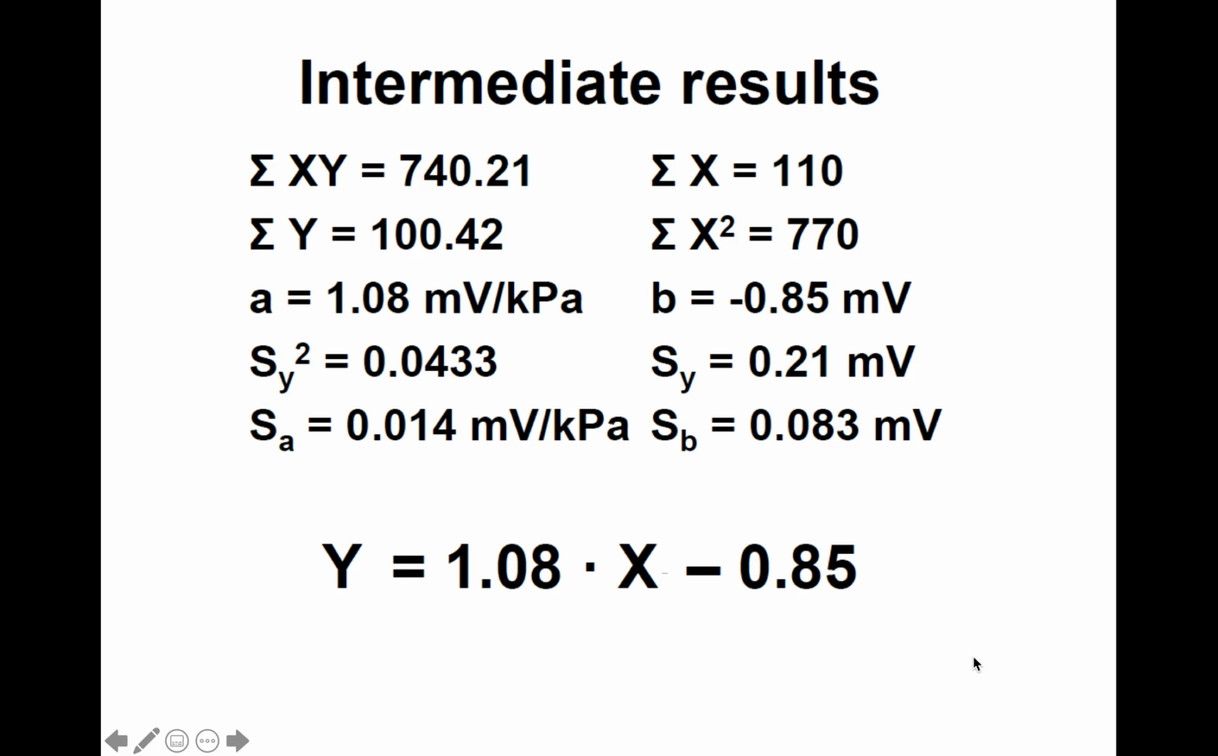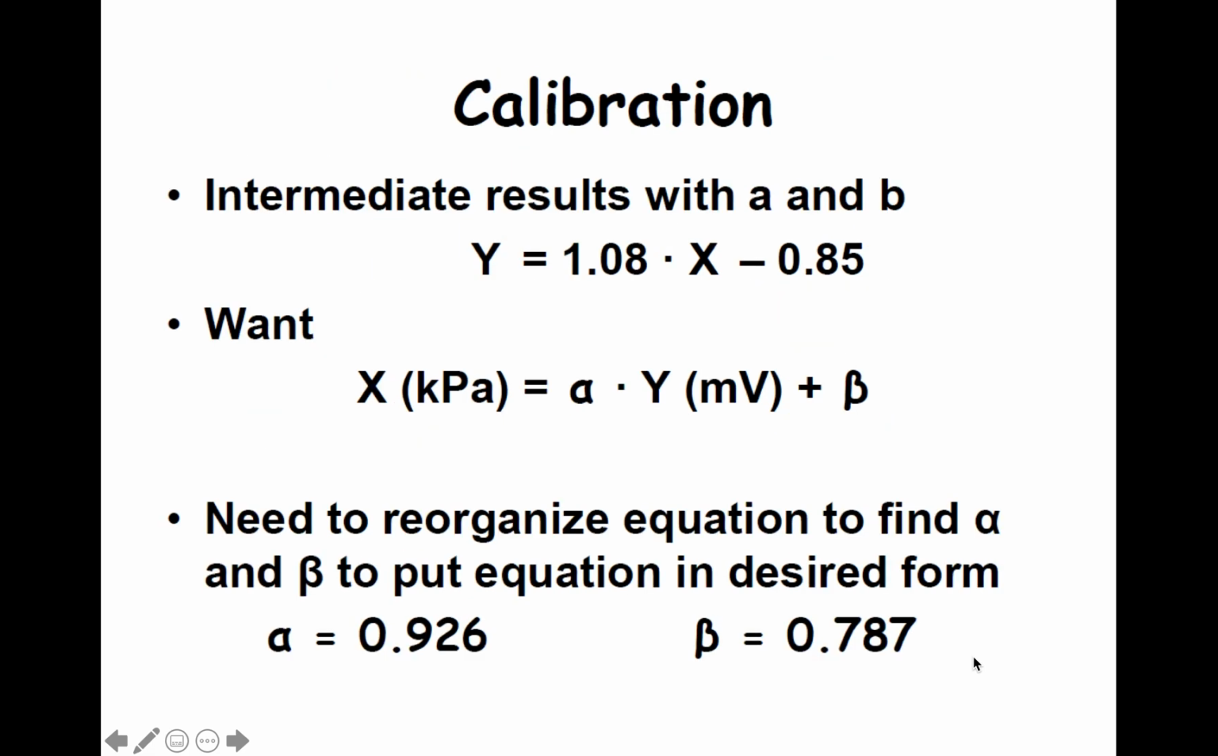In the end, we get the slope A as 1.08 millivolt per kPa, and the offset B as minus 0.85 millivolt. And we get the linear relation to be y equals 1.08x minus 0.85. But we are not done here. This slide shows us how to get the pressure reading from the voltage reading from the sensor. This is when we use the electric pressure gauge later on unknown pressure.